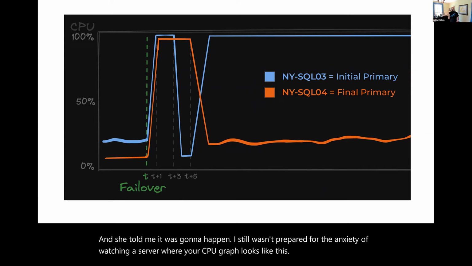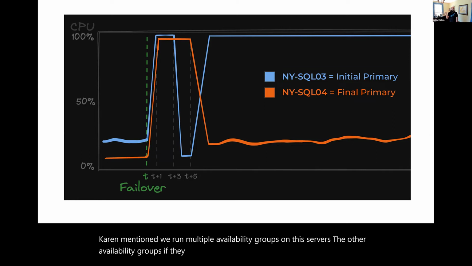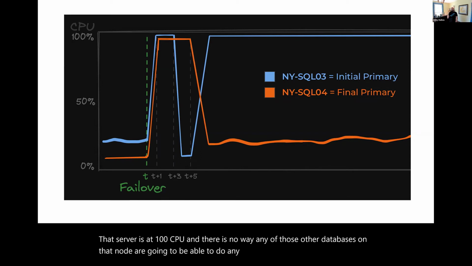Now, some people might be thinking, okay, but the new primary seems to be healthy during this time. And it is. But what about all of those read-only connections? What about non-availability databases on the other node? Taryn mentioned we run multiple availability groups on these servers. The other availability groups, if they are still running on the SQL 03 in this graph, that server's at 100% CPU, and there is no way any of those other databases on that node are going to be able to do any work. This is really important.